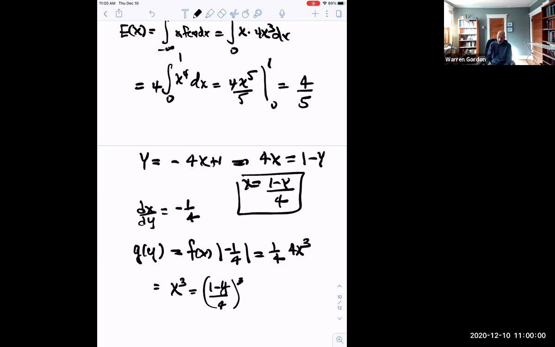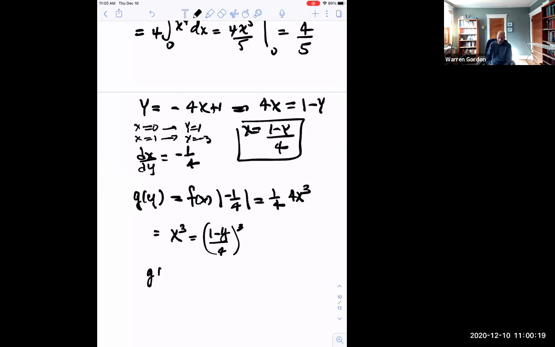And let's also note from here, when x is equal to 0, y is equal to 1. And when x is equal to 1, y is equal to -3. So this g of y is defined on the interval between -3 and 1, and everywhere else it's 0. Okay, so that answers problem number 7.